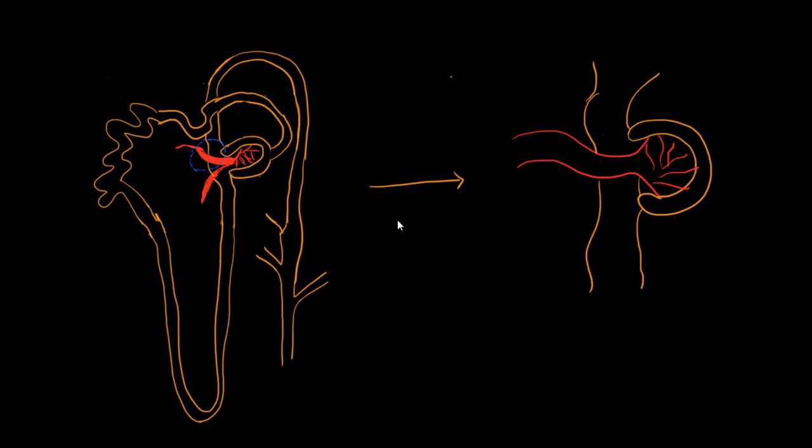Hi everyone, in this video we're going to talk about how the kidney regulates blood pressure. So just some terms to know. The glomerular filtration rate, sometimes abbreviated GFR, is simply the rate at which filtration happens.